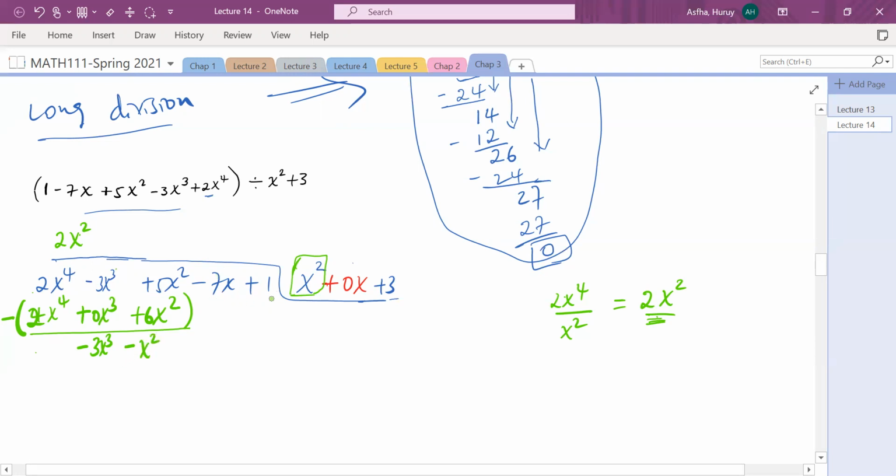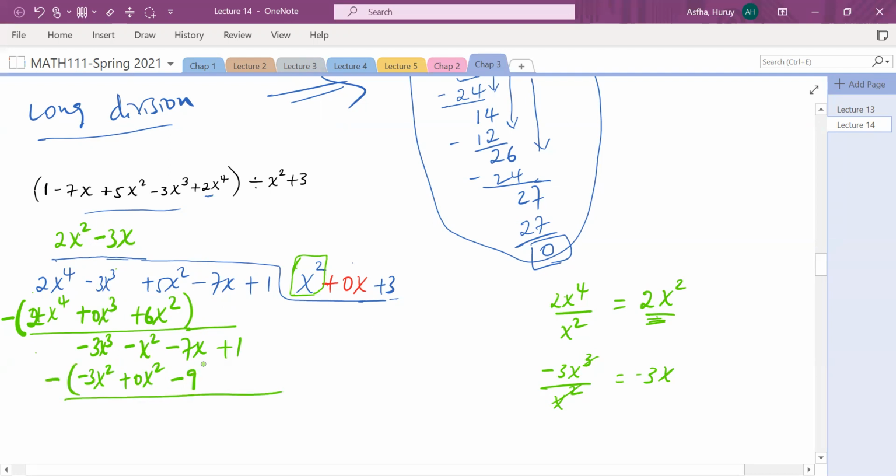And then we bring this 2 down here. Now again, take the first term and divide it by x squared. Negative 3x cubed divided by x squared, if you simplify this, you get negative 3x. So I put that negative 3x here, and then again multiply. Now I don't type this, I just use the second one. Negative 3x times x squared is negative 3x cubed, that one is again 0x squared, and negative 3x times this is negative 9x.